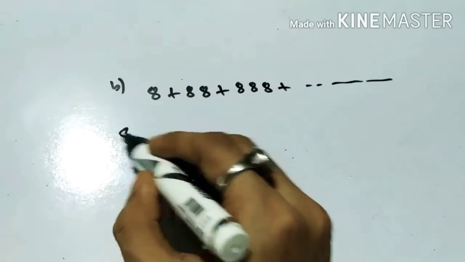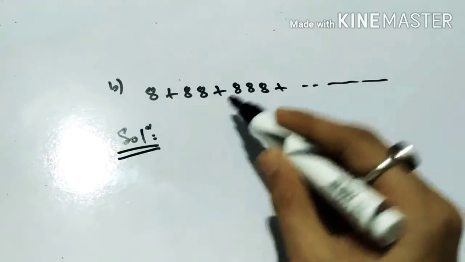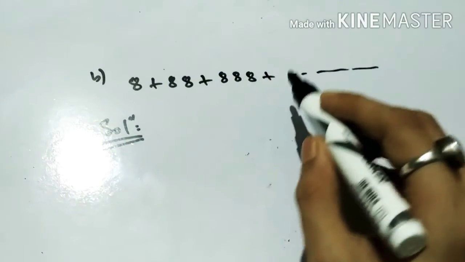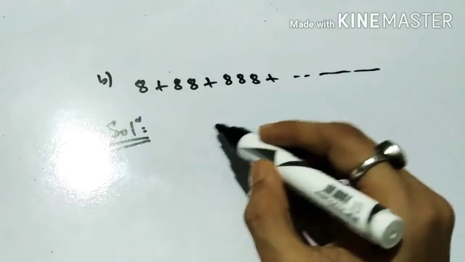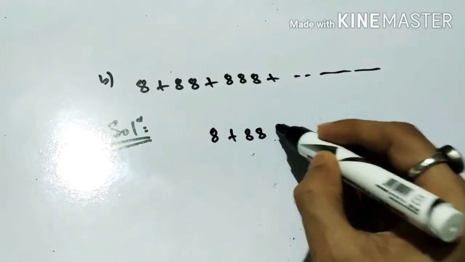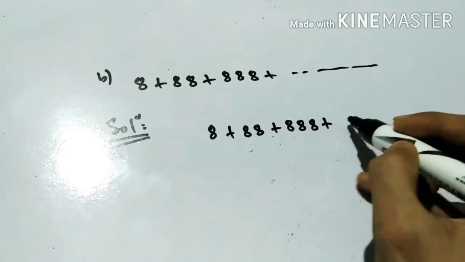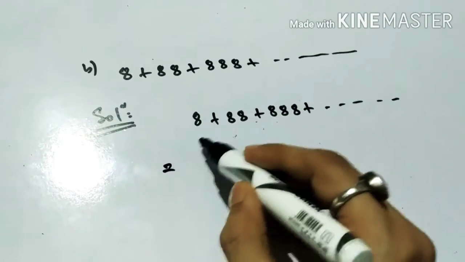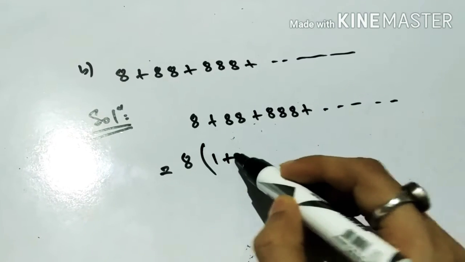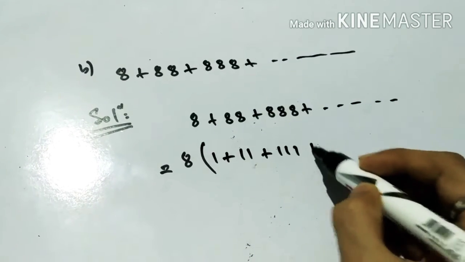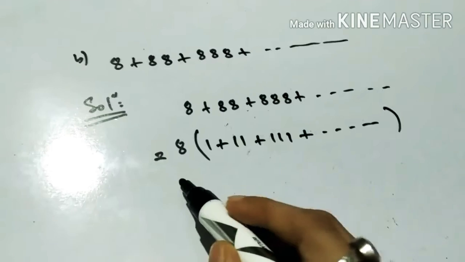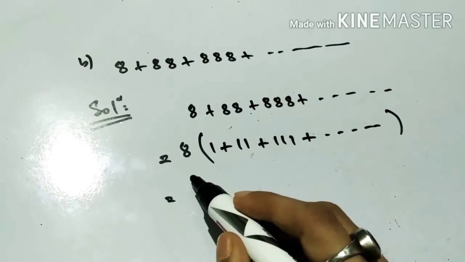This series is not in geometric progression, so directly I cannot use the formula. First of all, I will have to bring it into geometric progression. So this is 8 plus 88 plus 888 plus dot dot dot. If I take 8 common, then I will get 1 plus 11 plus 111 plus dot dot dot. Both sides I will multiply by 9.